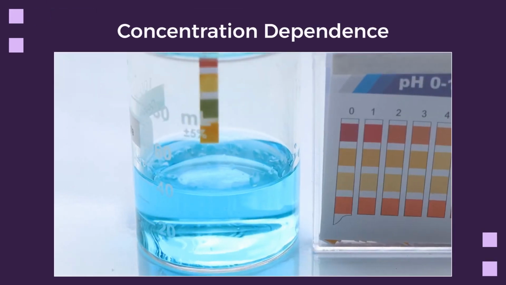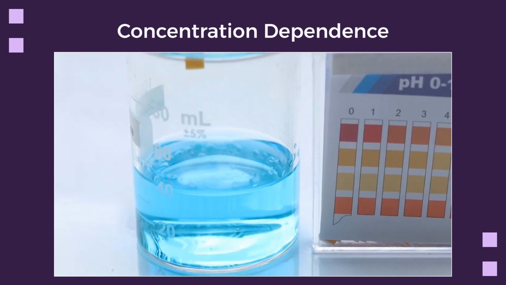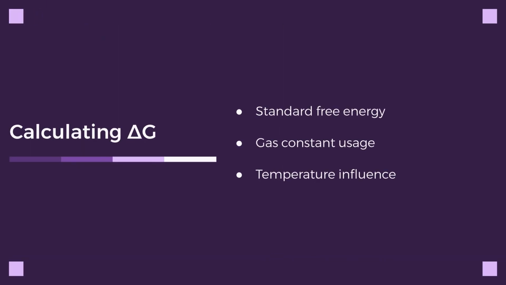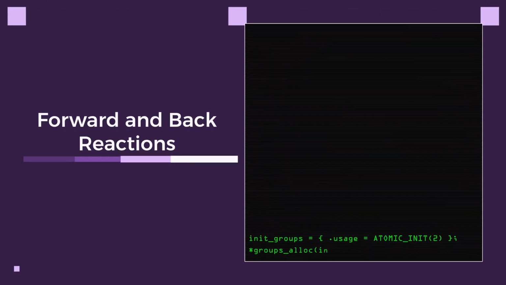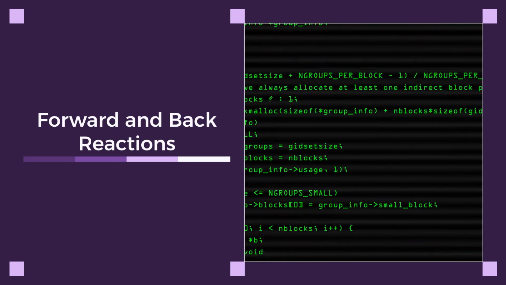The actual delta G of a reaction depends heavily on the specific concentrations of the reactants and products present. We calculate delta G by accounting for standard conditions, the gas constant, temperature, and current concentrations. The free energy of a forward reaction is equal in magnitude but opposite in sign to that of its reverse reaction.